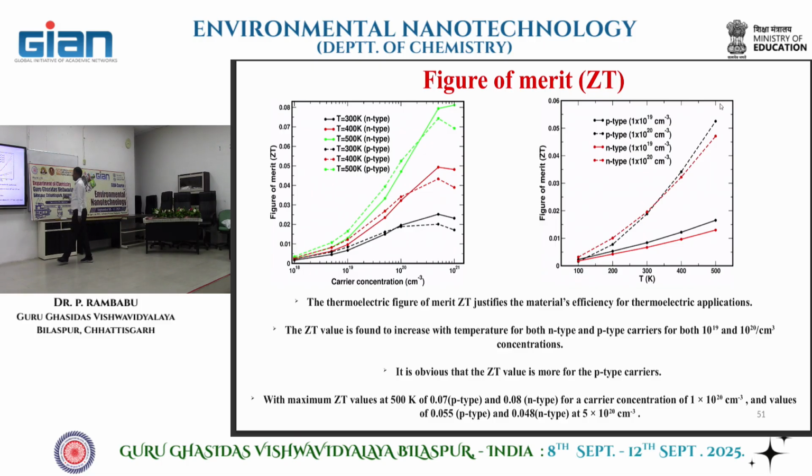So, for 19 and 20 you can see that the figure of merit is coming out to be more for p-type. So, you can say that the material under study is basically p-type dominant, because ZT is more, and we have seen that also. The power factor is also coming out to be more for p-type carriers compared to n-type carriers. The figure of merit is higher for p-type for 10 power 19, and for 10 power 20 it is even more.